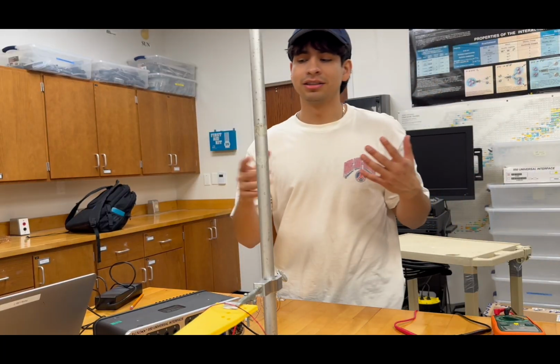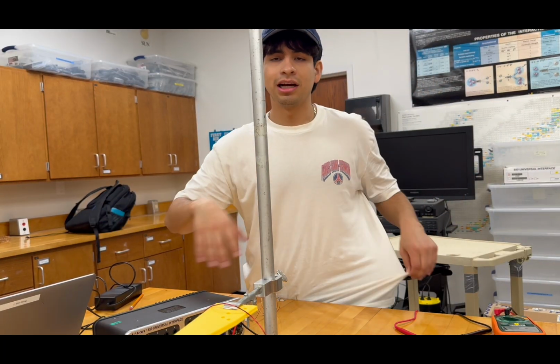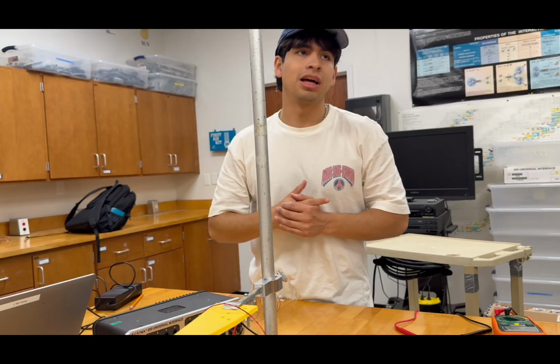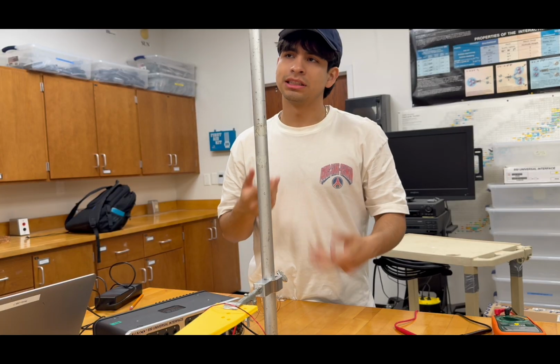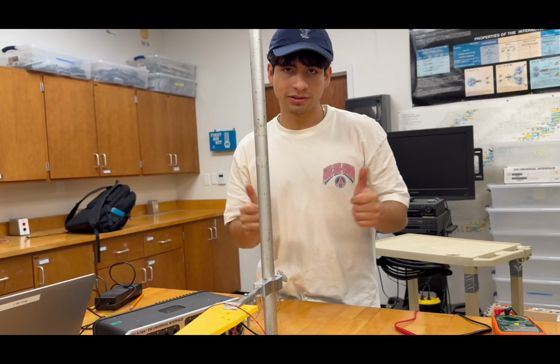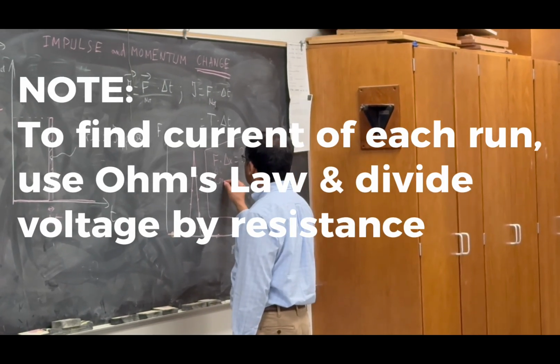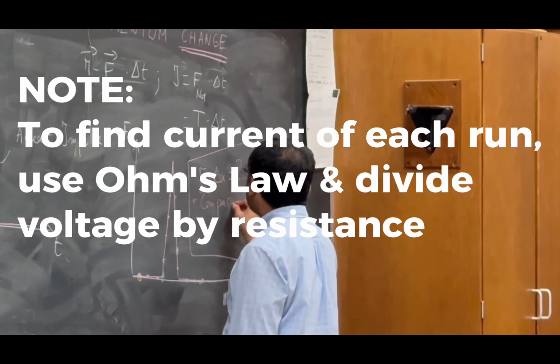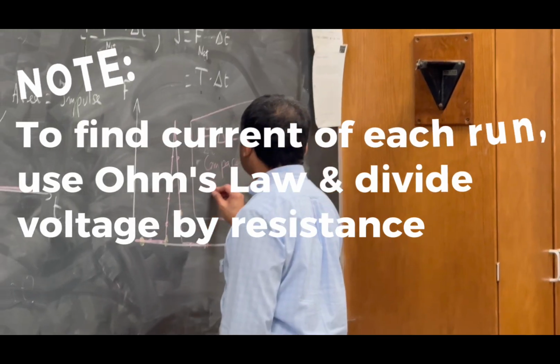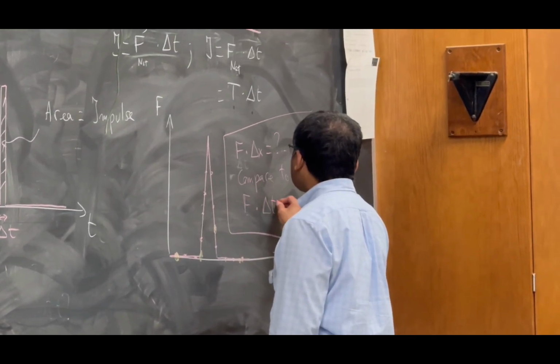And then we stop the voltage, and then we increase the voltage each time. And for this experiment, we did 3, 6, 9, 12, and then 15 volts. What is this? And then compare to F times delta T.